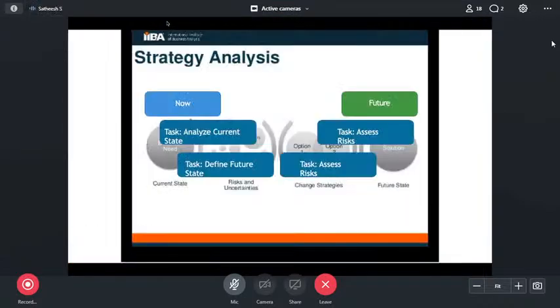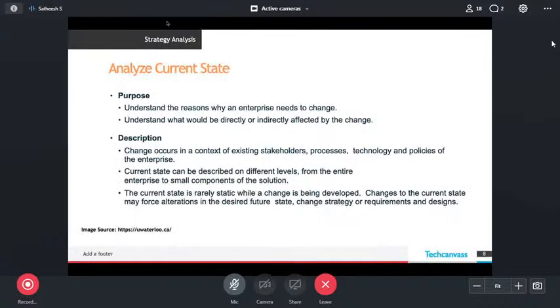So there are 4 tasks. Anyway, we'll be visiting them one by one. Analyze current state. What is the purpose of analyzing the current state? You are understanding the reason why an enterprise needs to change. You understand what would be directly or indirectly affected by the change. Change occurs in the context of existing stakeholders, processes, technology, and policies of the enterprise.